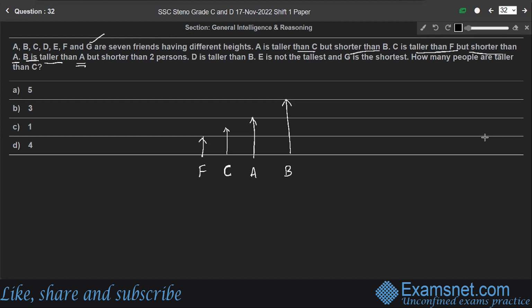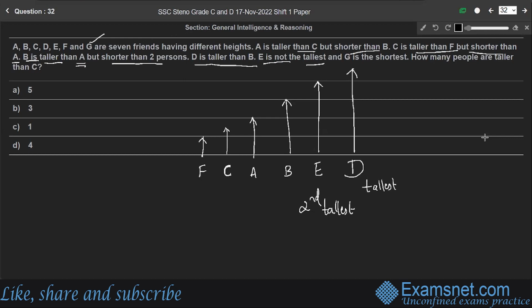B is taller than A, but shorter than two persons. So B is shorter than two persons. Means after B, there are two persons who are taller than B, right? Next, D is taller than B. And E is not the tallest. So there are two persons after B, but E is not the tallest, right? Therefore, E is the second tallest, and D is taller than B means D is the tallest person.